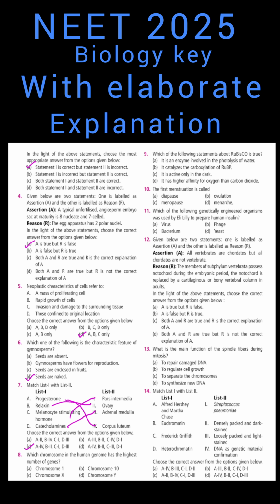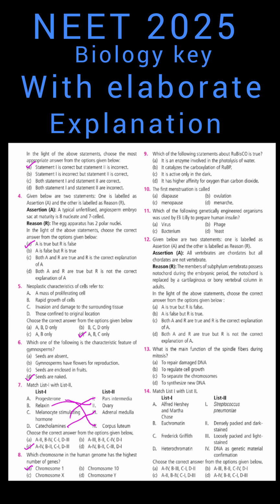Next, which chromosome in the human genome has the highest number of genes? That is chromosome 1. In the human genome, the chromosome that has the highest number of genes has 2968 genes. And the Y has the fewest genes, that is 231.